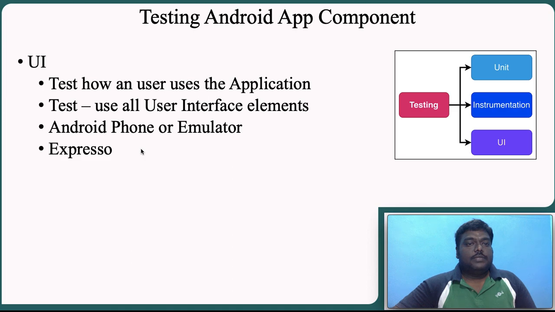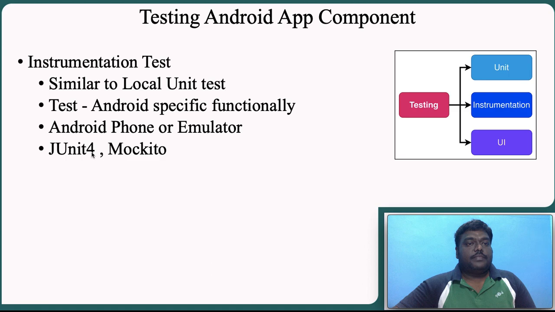And the final one is user interface testing. This test takes place on how the user is using the application. It is used to test all the user interface elements used in your application. This will be done either in the emulator or on a real Android phone. And Espresso is the API used for testing this user interface.